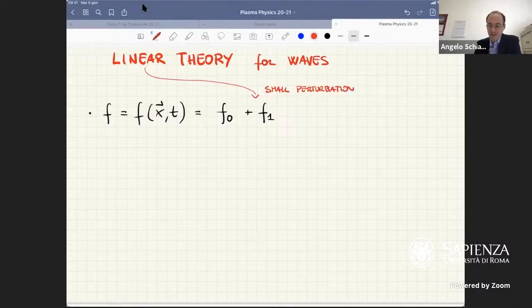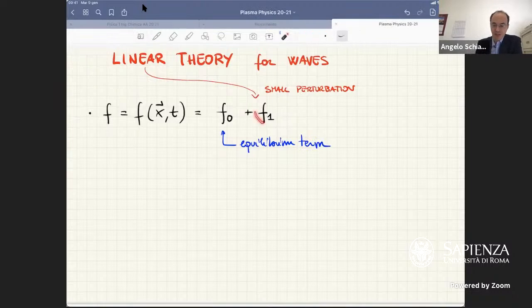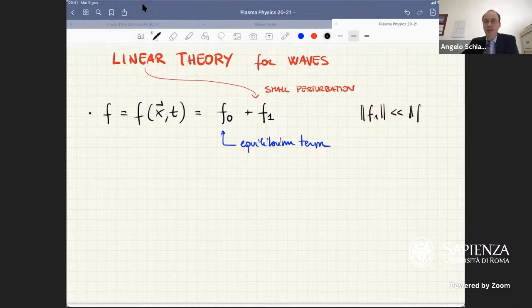Somehow like expanding locally any function f in the constant term, which we call the equilibrium term, and a small perturbation linear term that is arising due to a local perturbation to the quantity. And we'll impose the fact that the value of F1, the perturbation, has to be much smaller than the equilibrium value. So this is called linear theory or perturbation theory.